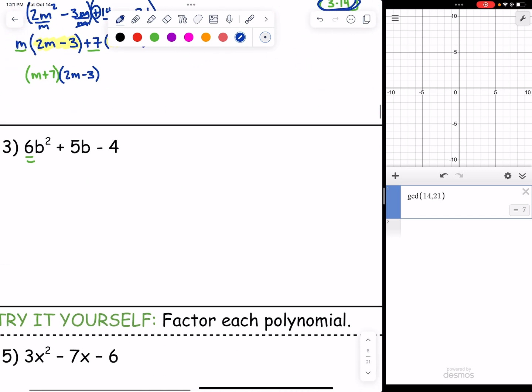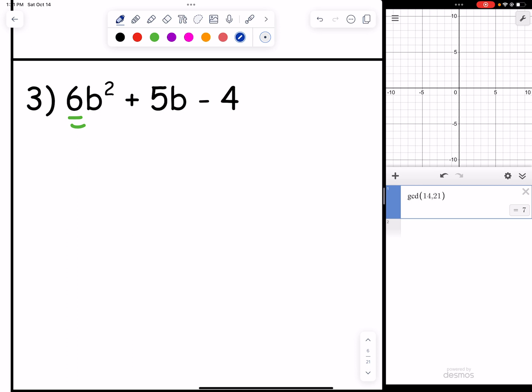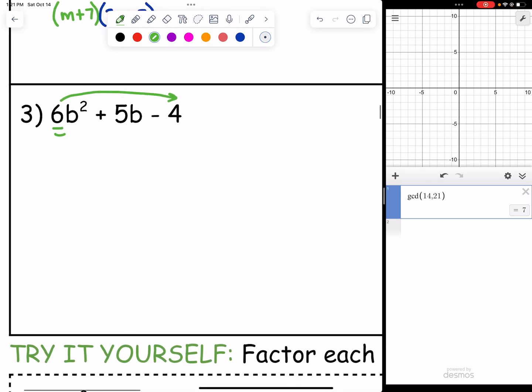Let's do a few more. So we have 6b squared plus 5b minus 4. 6, 5, and 4 will not have a greatest common factor because 5 is a prime number. Prime, remember, means that it only comes from 1 times itself. And then 5 doesn't go into 6 or 4, so we don't have a greatest common factor. So let's multiply a times c. So 6 times -4 is -24. And then we're going to add together to get b, which is 5.